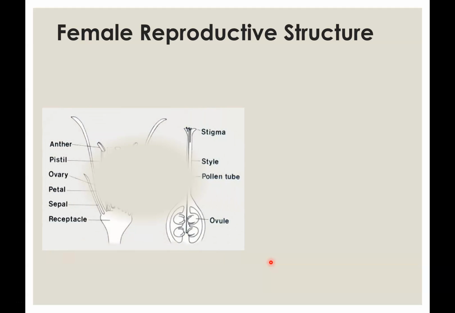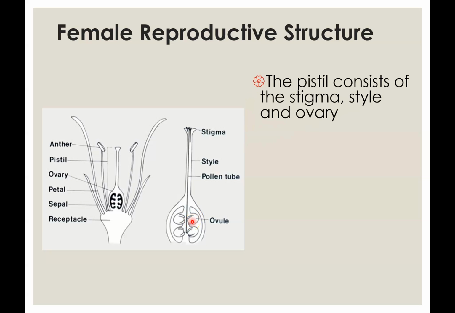Now the female reproductive structure, if we look again here, we're going to see the pistil. So the pistil comprises the whole structure here. The pistil comprises the stigma, the style, and the ovary. And inside the ovary, we're going to have some segments called carpels, where eggs are going to be developed from mother cells that are going to produce those eggs. And we're going to look at them in a moment. So the pistil consists of the stigma, the style, and the ovary.